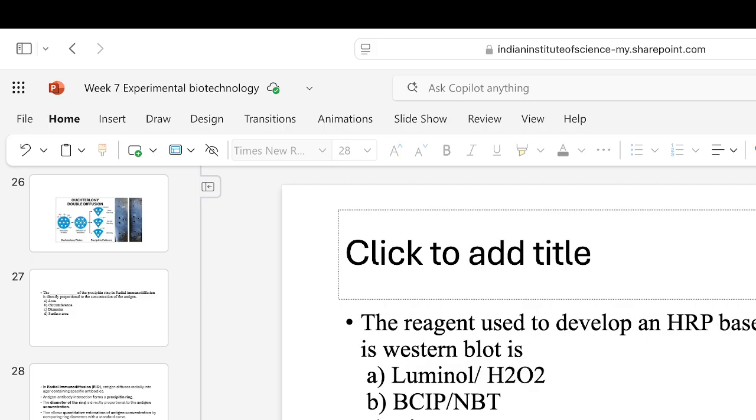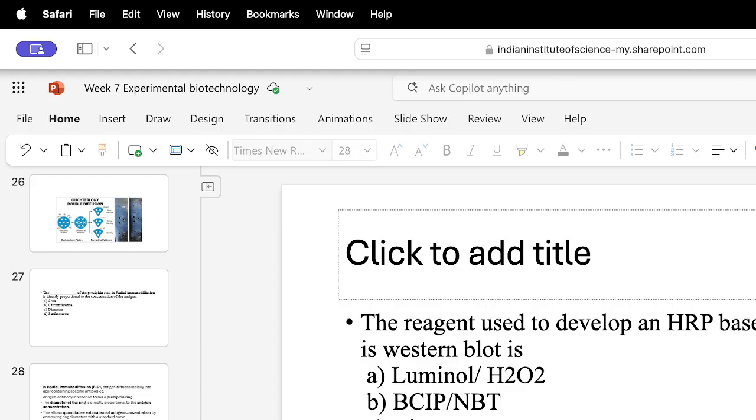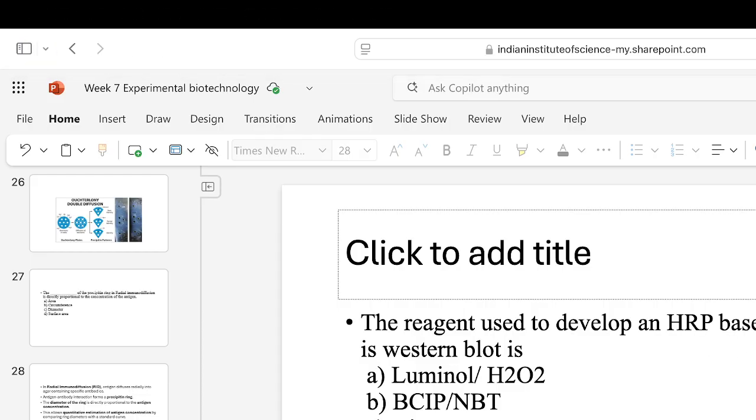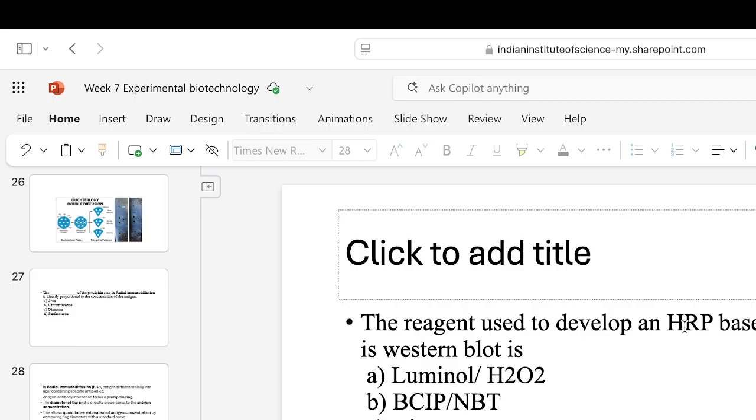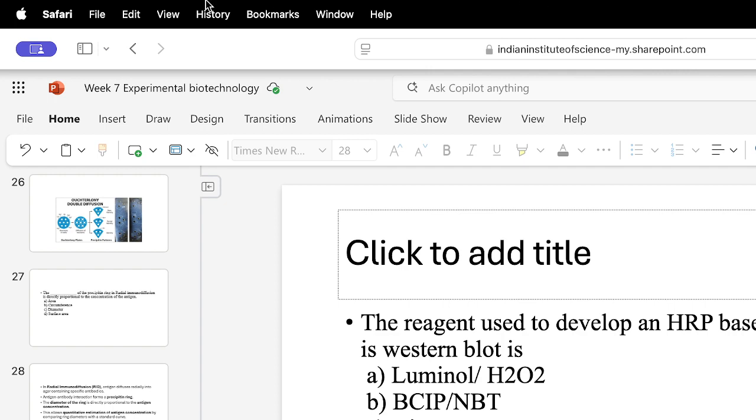And the last question is, the reagent used to develop an HRP based secondary antibody system in Western blot is dash. Option A luminol H2O2, option B BCIP and NBT, option C diazone, and option D streptavidin. Can anyone tell me what HRP based secondary antibody system is? Because just expanding HRP would give us the right answer here. Can anyone try answering that?